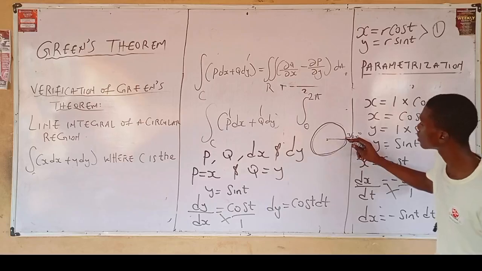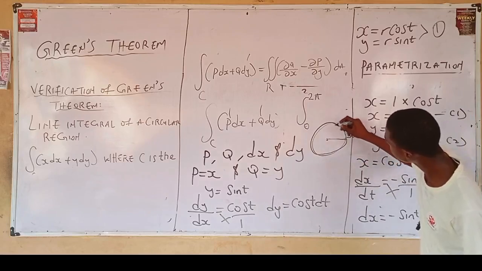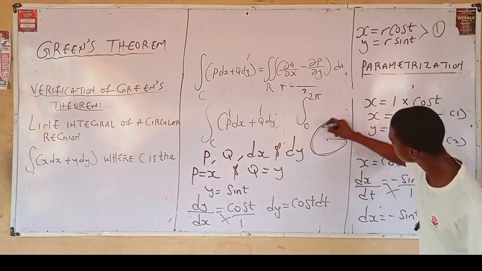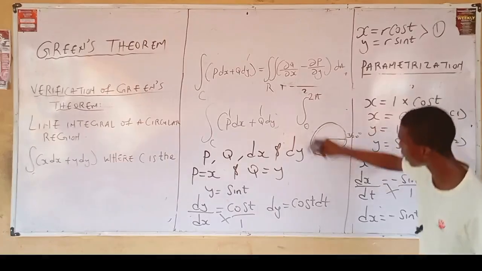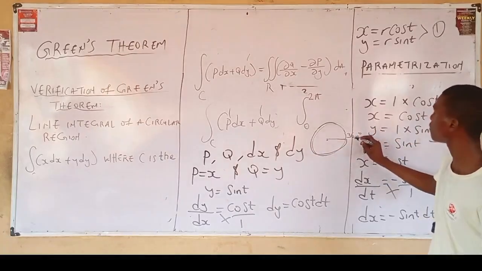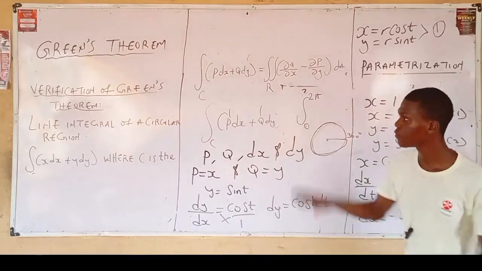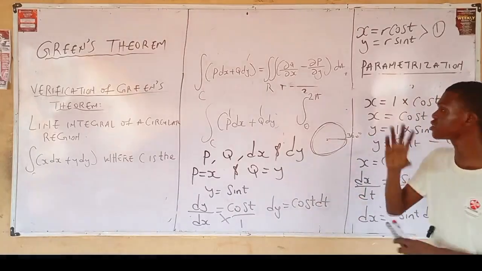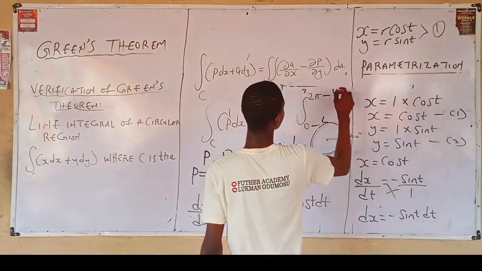So this is the radius. You want to cover round this circle, meaning from this starting point back to where you started. This starting point is 0, then back to that starting point means you cover 360 degrees. Converting 360 degrees to radians, you have 2 pi. So generally, for a circle, the limit is always constant: your lower limit is 0, and your upper limit is 2 pi.